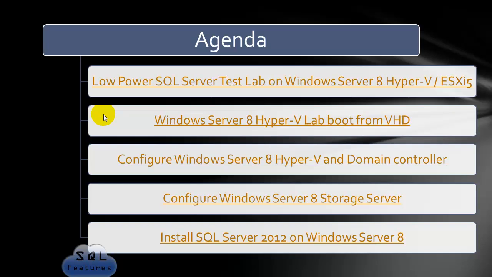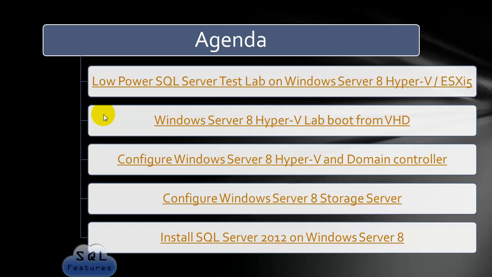And then in the fourth part, we configured a storage server, and we talked about configuring the domain controller. We set up the basic domain controller and created some test accounts. In part 4, we configured the same domain controller to also play the role of storage server. In today's article, we are talking about installing SQL Server 2012 on Windows Server 8. So this would be the first VM which we created when we configured the domain controller.